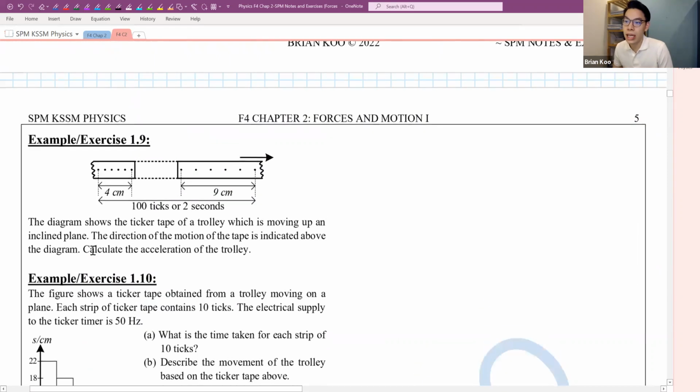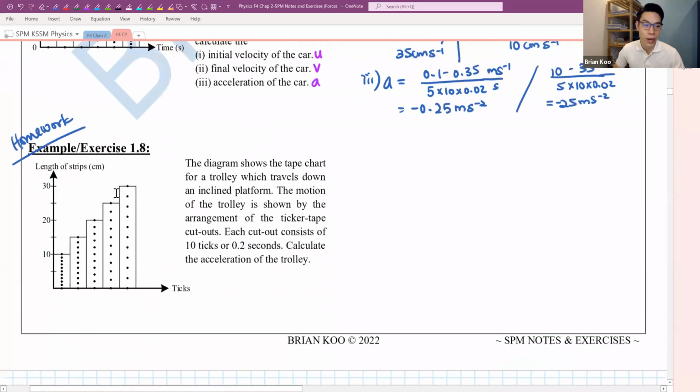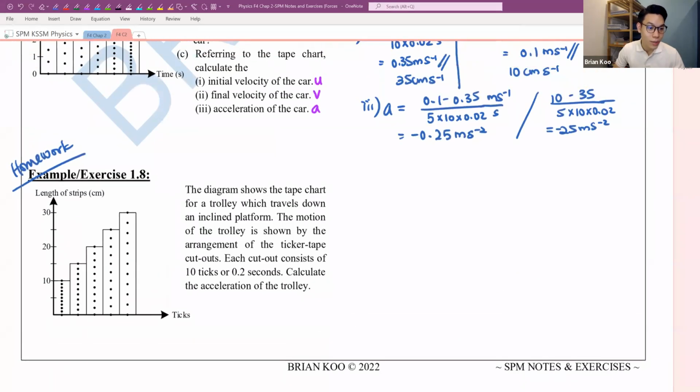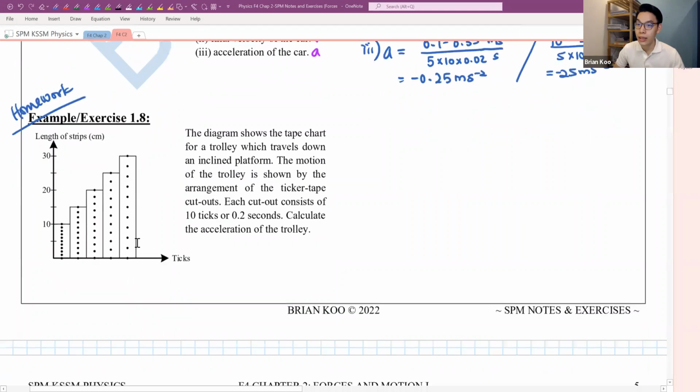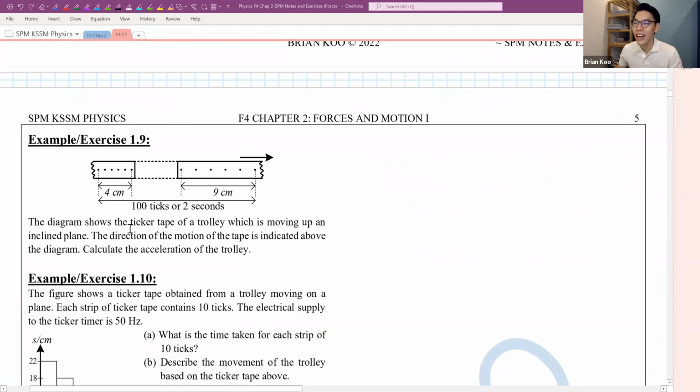1.9. The diagram shows a ticker tape of a trolley which is moving up an inclined plane. The direction of motion of the tape is indicated above the diagram. Calculate the acceleration of the trolley. Remember, we are used to seeing the arrow here, right? If the arrow is here, this part goes in first, this part goes in last, which means here will contribute to your U. The front part is the U, the back part is the V.